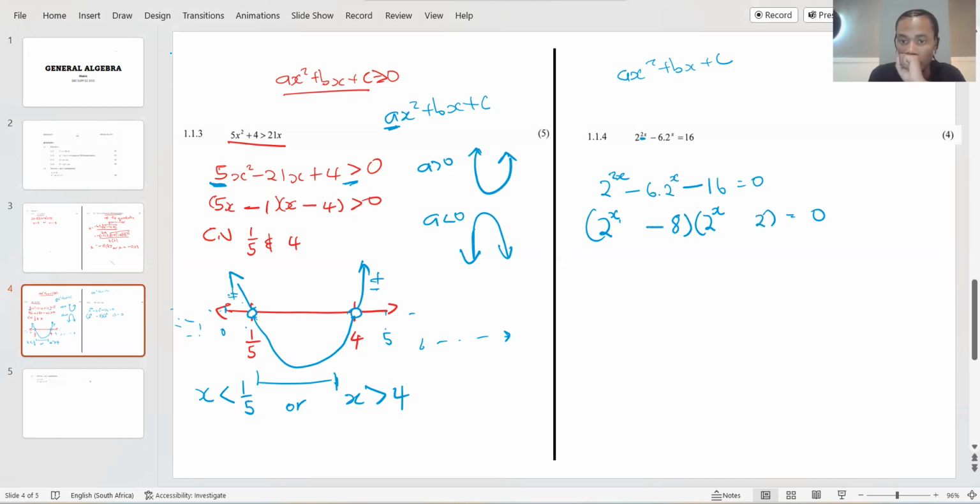So 8 is going to take the sign of negative because it's the bigger one. Then I have plus here. So I have 2 exponent x being equal to 8, or 2 exponent x being equal to negative 2. This is a mark for me to mention that this is not a solution. That's non-real. So I have 2 exponent x being equal to 2 exponent 3, which gives x equal to 3.